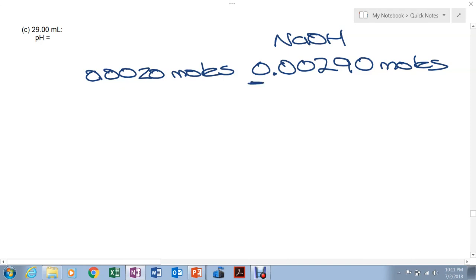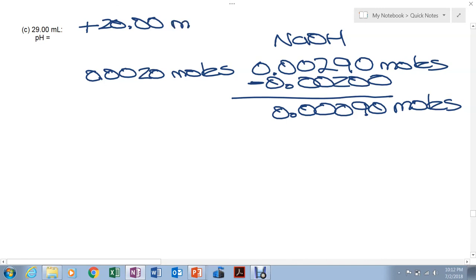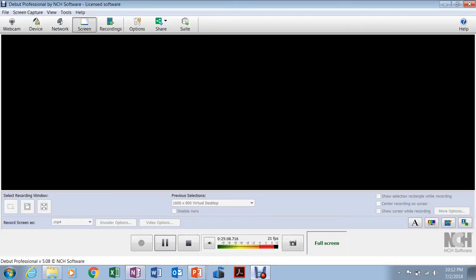If you subtract this, that's the only difference from part B. It's going to be 0.0009 moles. And from there, you do the same thing. But the total volume would be the 29 plus, of course, what you got initially of the acid, which was 20. So the total volume would be 49. Divide this, find out the concentration of OH, and find out the pOH and then the pH.